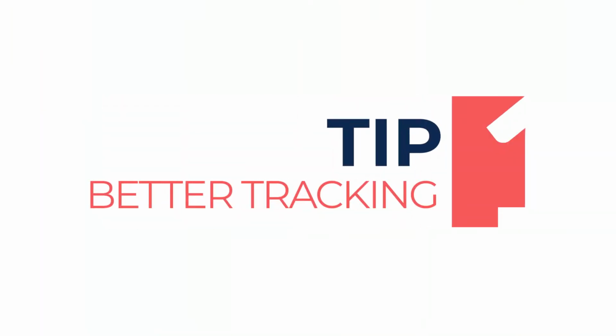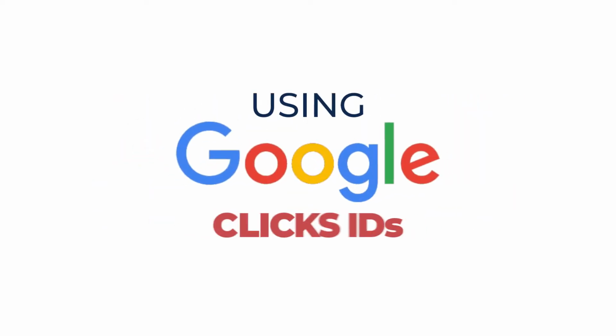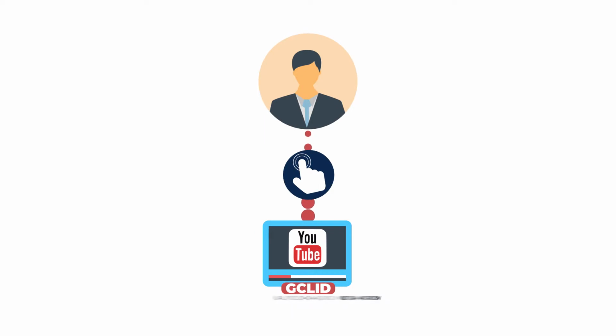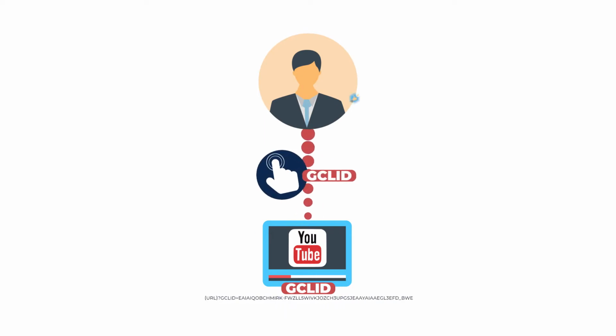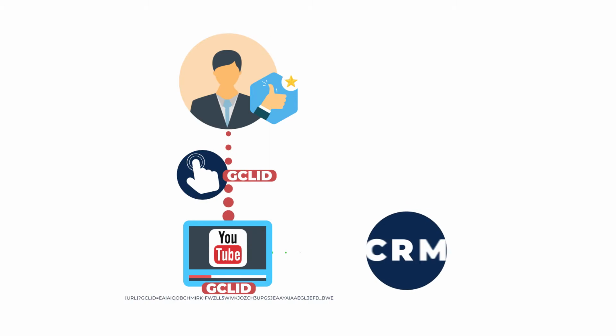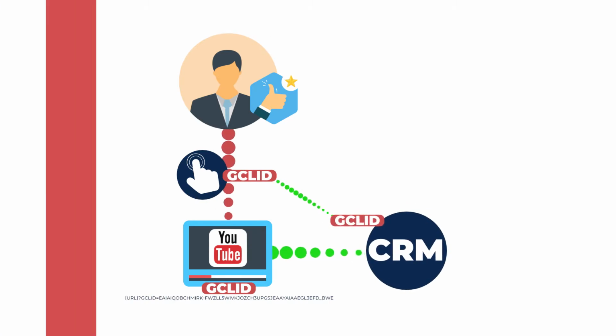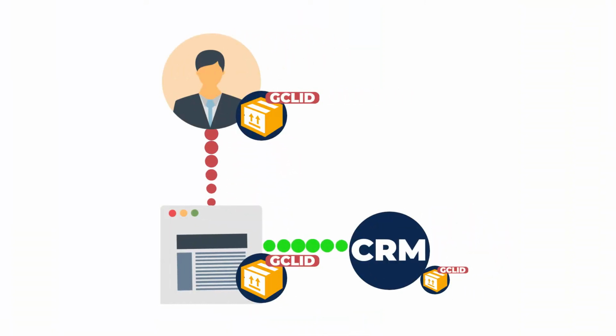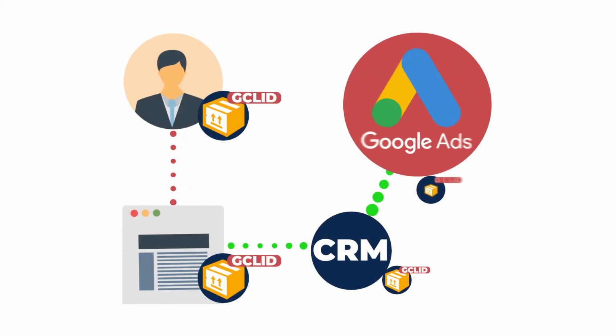So tip number 1 is better tracking. What I mean by better tracking is using Google Click IDs. When somebody clicks on an ad and you have Google Click IDs set up, it adds a parameter at the end. Let's say that person opts in, so your CRM will actually capture that parameter. And let's say you have a phone call with them and they buy a $50,000 offer. Then you can update in the CRM the fact that this person bought the $50,000 product, and then you can send that data back into Google Ads.